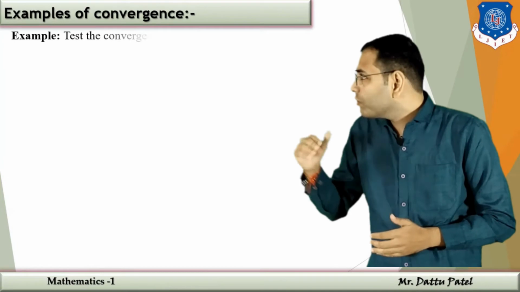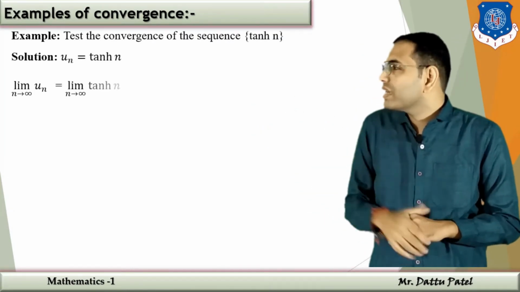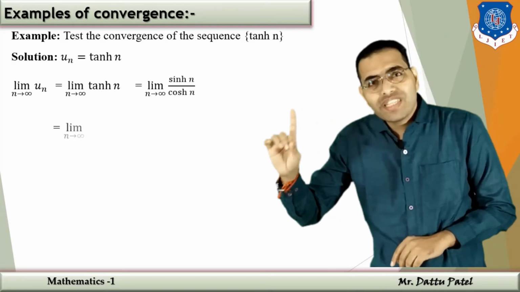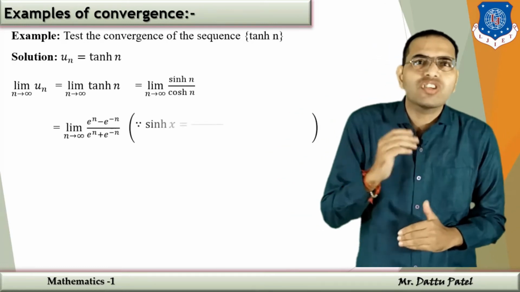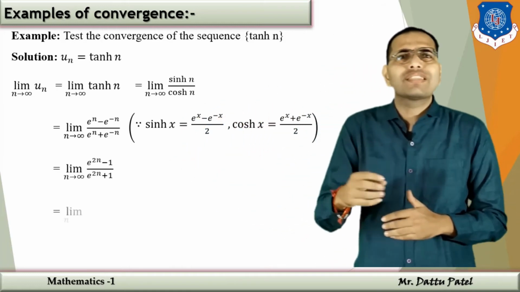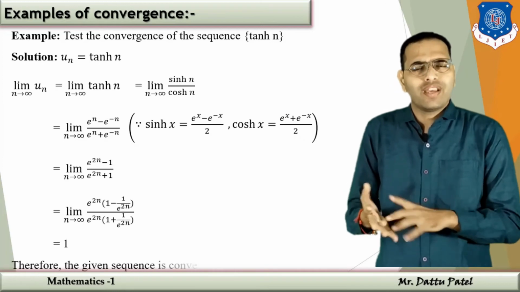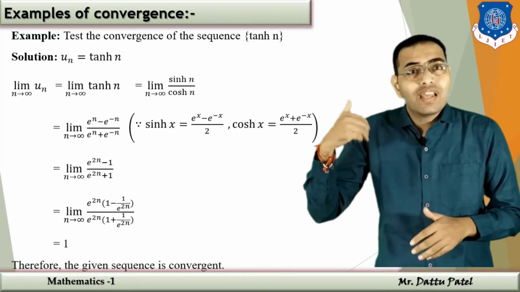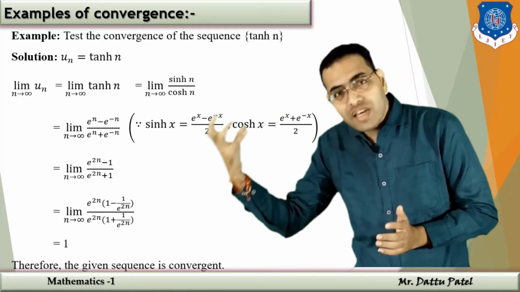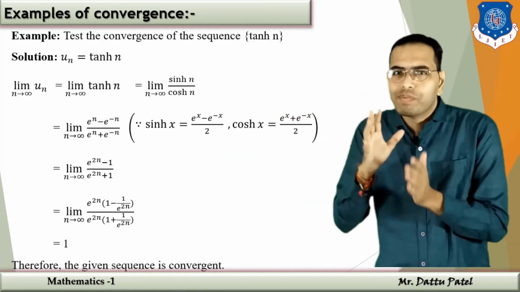Now let's see one more example of convergence, which is our sequence in curly brackets tanh n. Here h indicates the hyperbolic function. You all are aware of the basic six trigonometric quantities, which are sine, cos, cosec, cot, tan, etc. Similarly, we have six basic hyperbolic functions. Here h indicates the notation of the hyperbolic function.